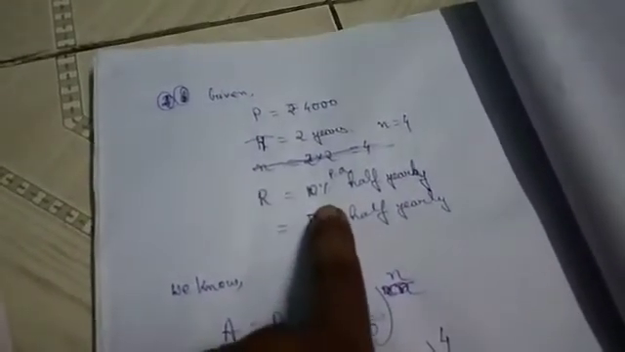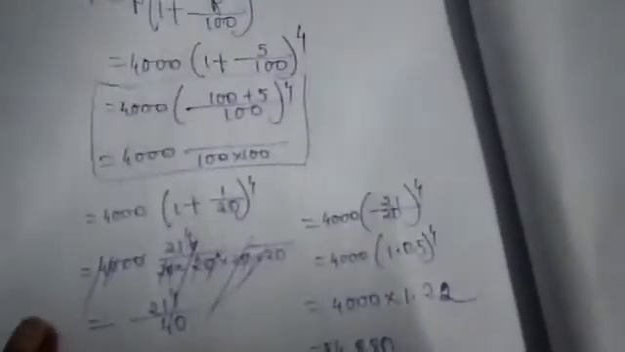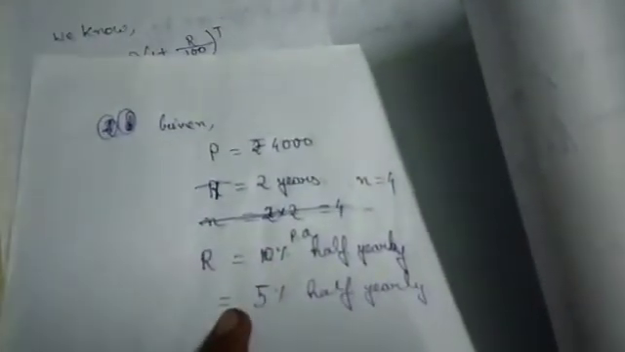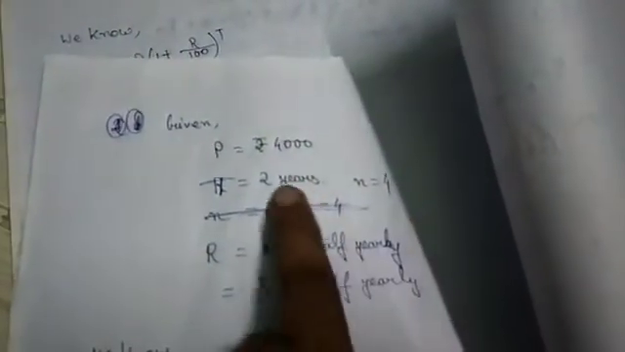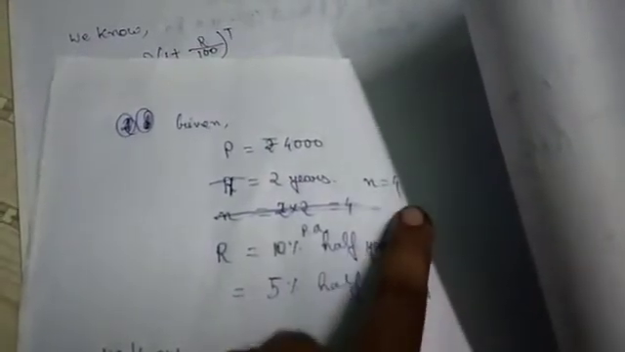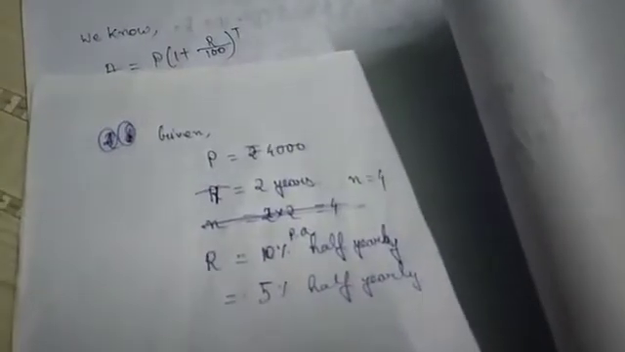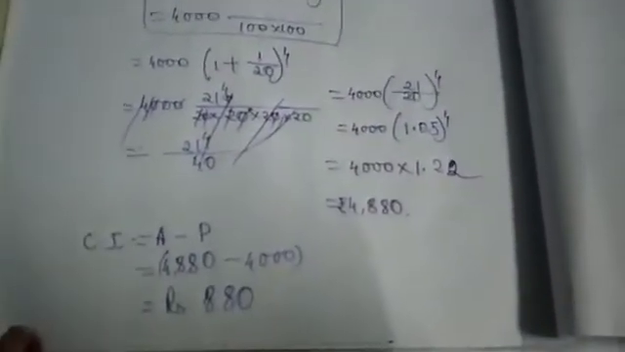Rate of interest per annum given 10%. Half yearly, so 5% half yearly. Then put the values here and we'll get the result as 4,880. This was the main part, that whenever it is written half yearly, your time will be doubled. If it is 2, it will become 4. If it is 4, it will become 8, and your rate of interest will be halved. And rest, the calculations are exactly the same. The formula, you just put the values and you will get the result.